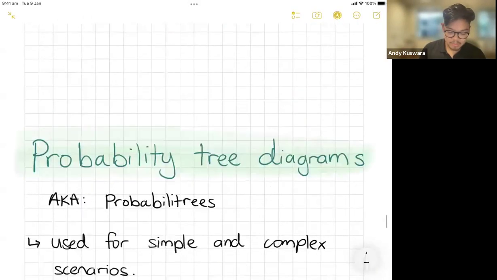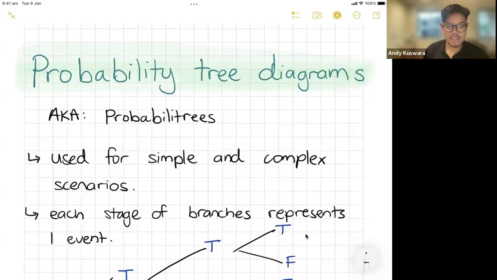today we are talking about probability tree diagrams. And I like to coin the term probabilitrees. We use these for simple and complex scenarios, especially for advanced and standard, but in standard, we see this almost for any probability question. I can almost 85% guarantee it'll be a tree.